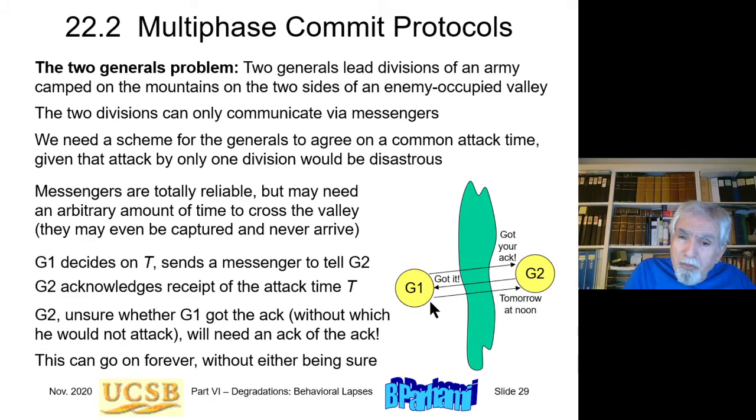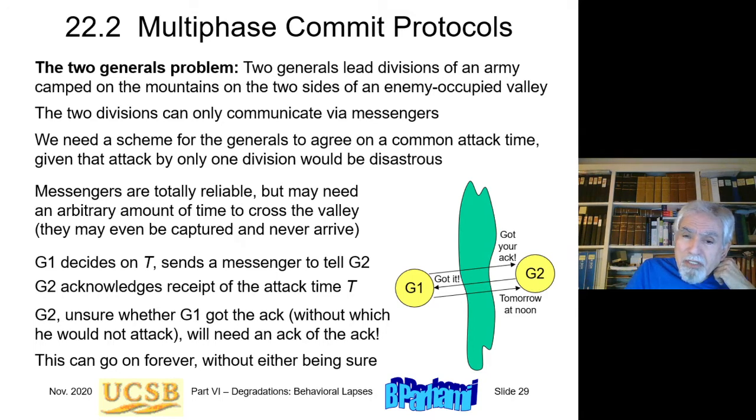So General 1 says, let's attack tomorrow at noon, but because he is not sure that General 2 did get this message, he can't attack tomorrow at noon until there is some assurance that General 2 actually is on the same page, so to speak, knows about this decision. So what to do? Well, an idea that comes to mind is that General 2 sends an acknowledgement, sends another messenger to acknowledge to General 1 that he got the original message and therefore is prepared to attack tomorrow at noon.